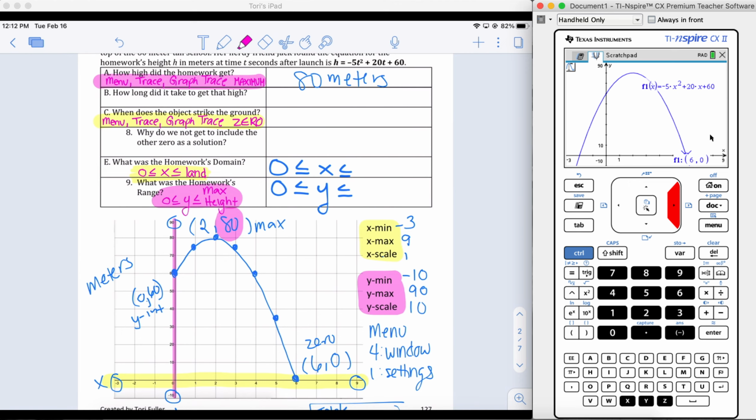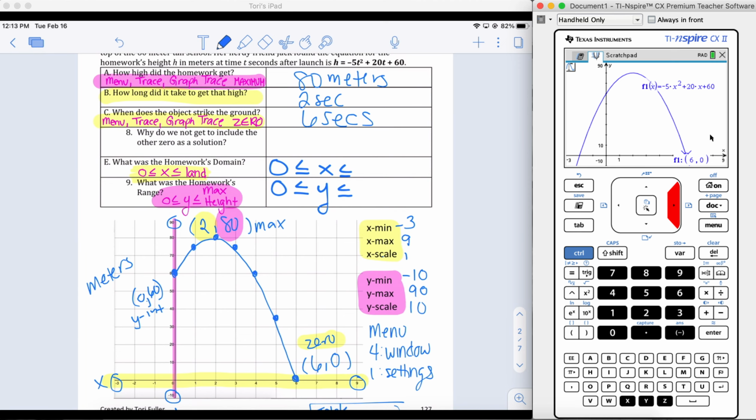How long did it take to get there? Well, that's an x number. Same point, how long did it take to get to 80 meters? That is going to be our 2, and our time units are seconds, so 2 seconds. When did it hit the ground? That's going to be this point down here on the bottom. It hit the ground on the 0 at 6, and my unit again for x's is 6 seconds.